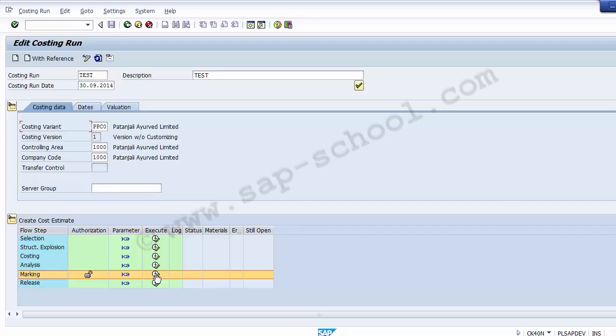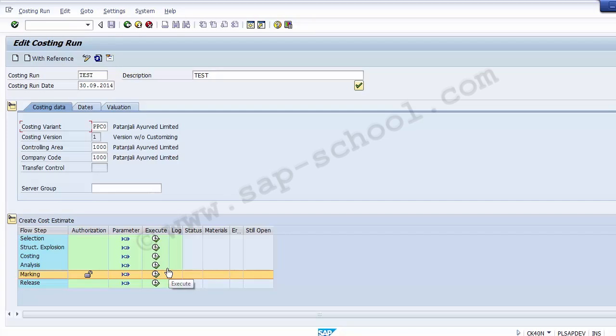Once released, costs are valid for the given date range and appear as current standard cost estimates in the material master data. So on the basis of this costing run, a new price gets updated in the material master for the next period. After executing each step, it is important to review the error log.